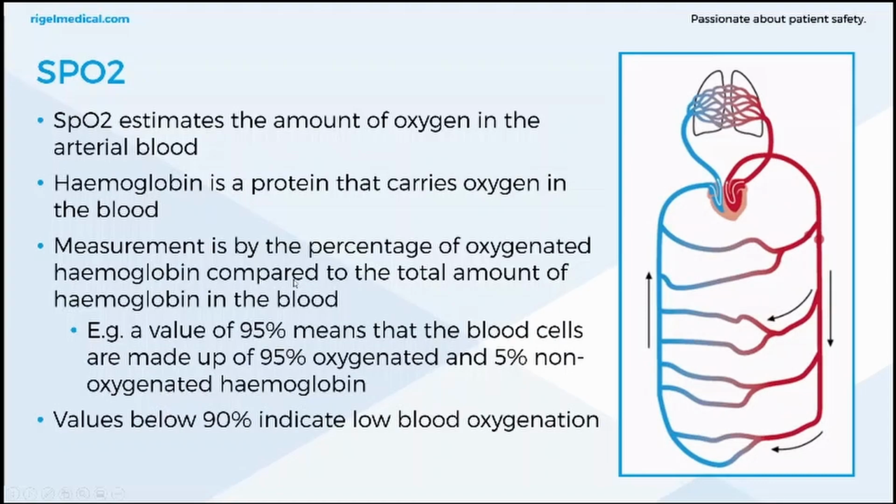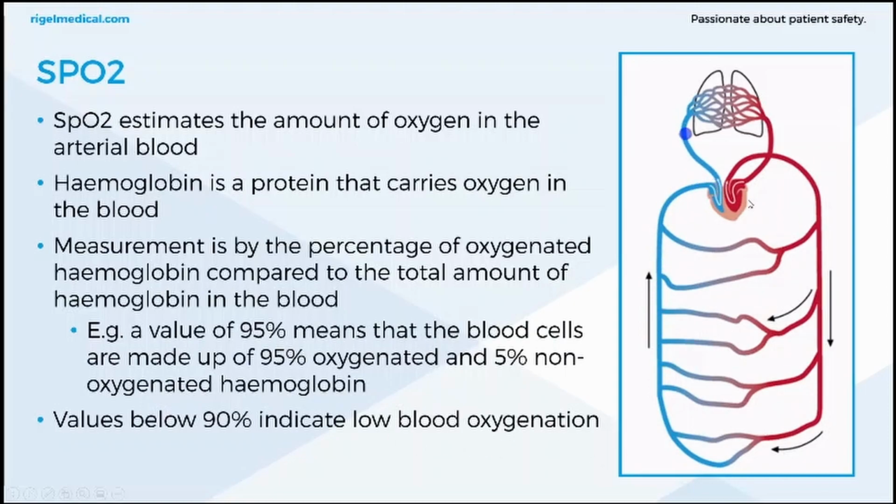Now SpO2, this estimates the amount of oxygen in the arterial blood. Hemoglobin is a protein that carries oxygen in the blood. The measurement is by the percentage of oxygenated hemoglobin compared to the total amount of hemoglobin in the blood. E.g., a value of 95% means that the blood cells are made up of 95% oxygenated and 5% non-oxygenated hemoglobin. Values below 90% indicate low blood oxygenation.